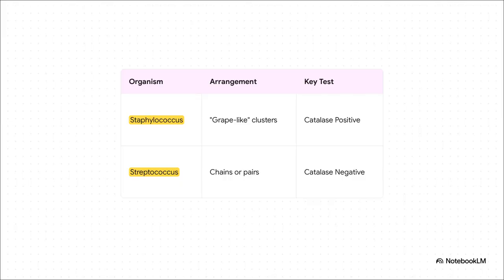And this, right here, is the next big aha moment in the case. If we see our cocci huddled together in these little grape-like clusters, our prime suspect is Staphylococcus. If they're lined up in neat chains or pairs, it's almost certainly Streptococcus. And here's the real game-changing test to tell them apart for sure, the catalase test. We just add a drop of hydrogen peroxide. If it bubbles up like crazy, it's positive. That's staph. No bubbles? Negative. That's strep. See? Another fork in the road, and a ton of suspects just got eliminated.